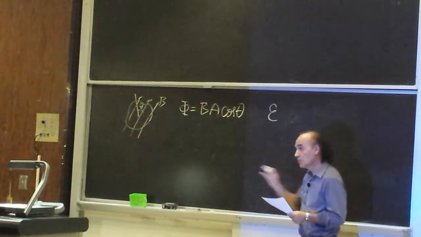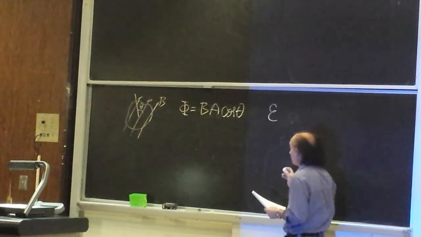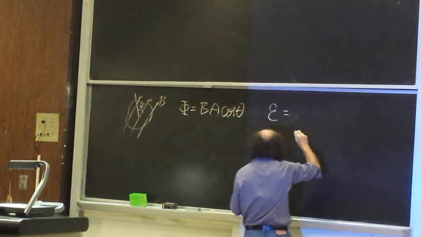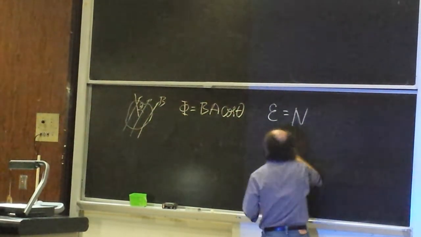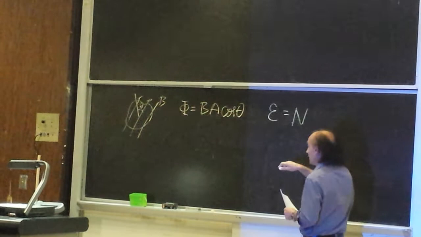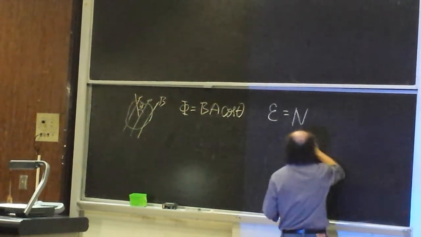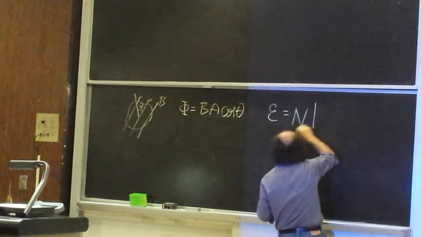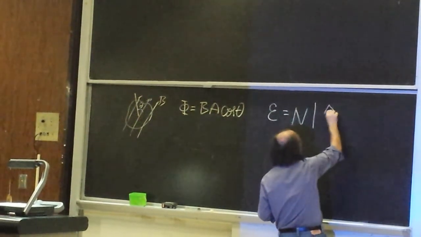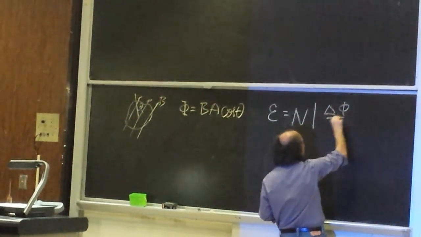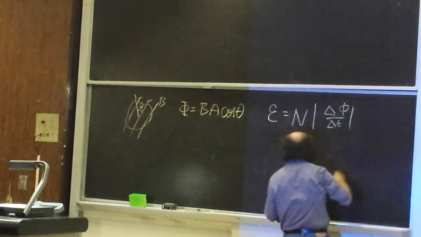Electromotive force can move charge, move electrons. If you have more than one turn, you multiply by the number of turns. For a simple wire, N is 1. It's the magnitude of this voltage, this change of flux with time. Okay, this is it.